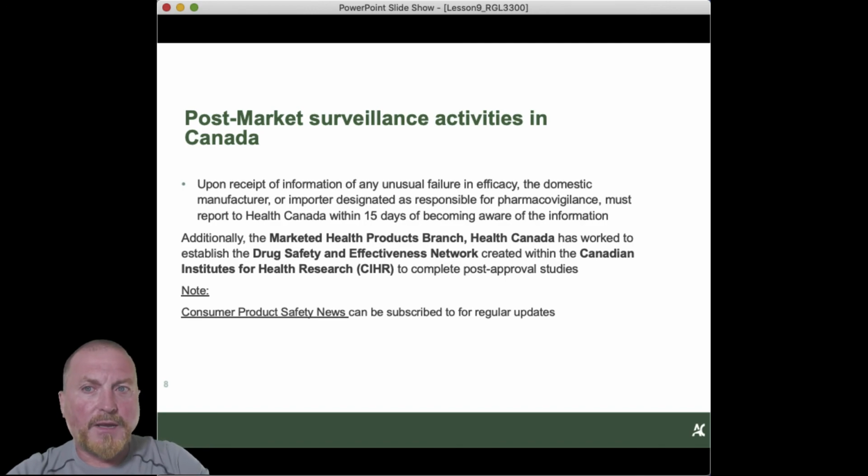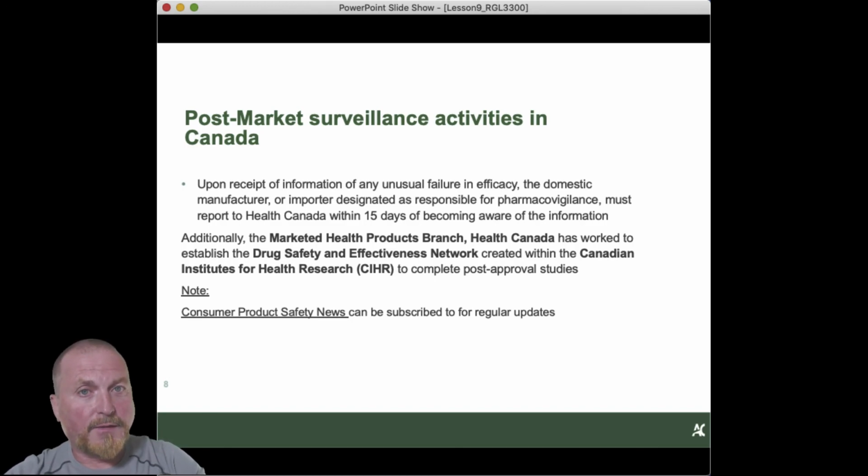Upon receipt of information of any unusual failure in efficacy, the domestic manufacturer or importer designated as responsible for pharmacovigilance, right? It's not produced in Canada, but an importer in Canada has now adopted that responsibility in the Canadian jurisdiction. They must report to Health Canada within 15 days of becoming aware of the information, okay? So, these types of things are all intended to ensure reporting from those parties who are directly responsible for manufacture or importing and distribution. They must report their incidences.